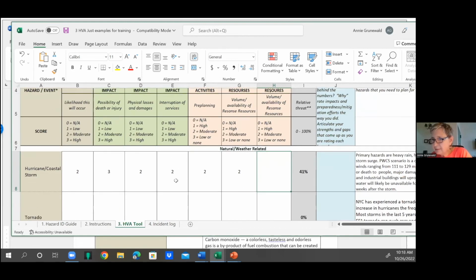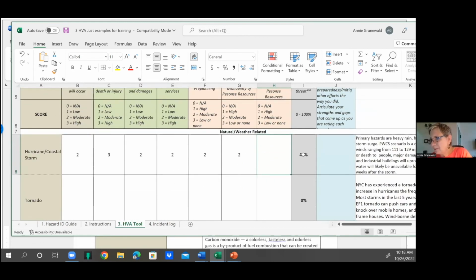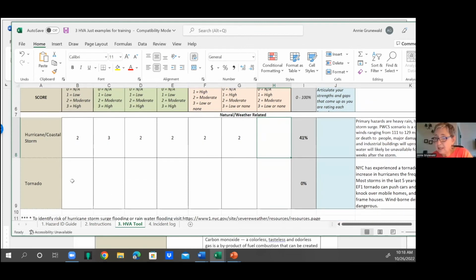What's the next hazard we want to look at? So this came up pretty high, but we also articulated the things that we actually want to work on in our plan related to that. Tornadoes. What do you think, guys?